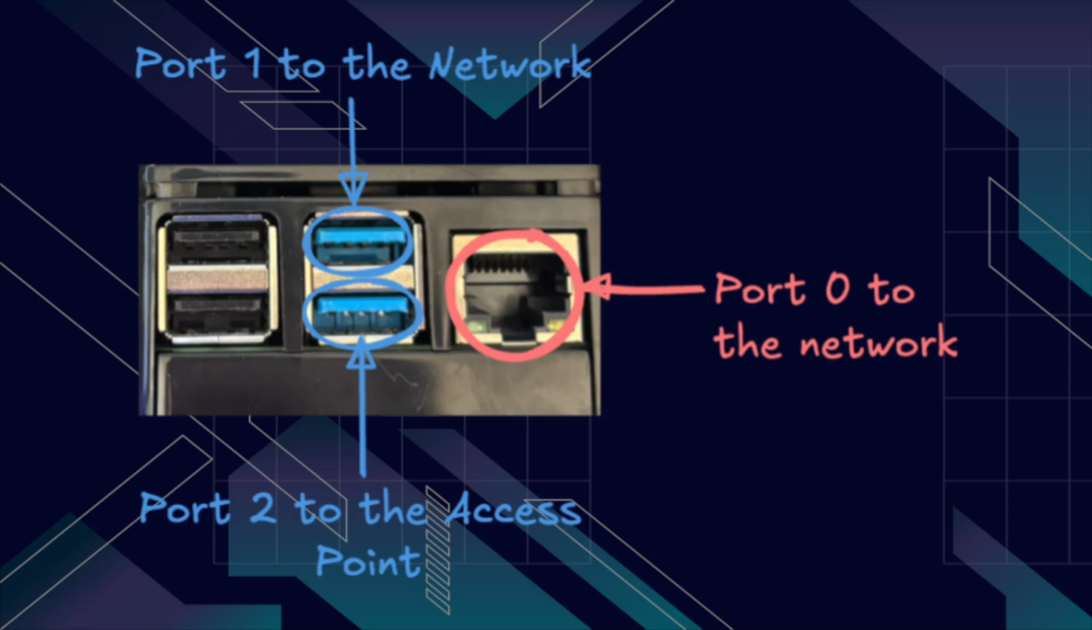Step 3. Physical setup. Okay, so now that the software is running, time to plug everything in. Your Pi should be connected to your network using the built-in Ethernet port. Plug your USB adapters in so that the top one will go to the network and the bottom one will connect to your access point.